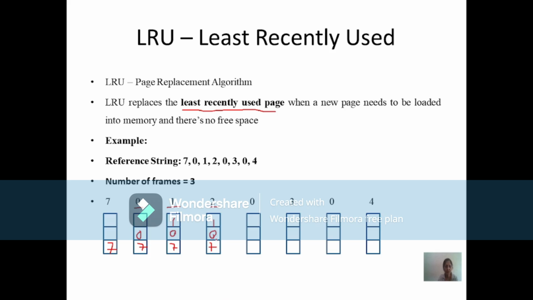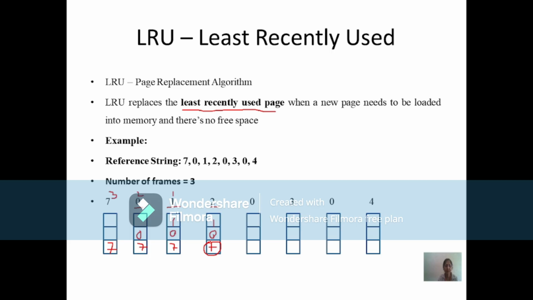So out of these 7, 0, 1, which page is going to be the victim? The least recently used. Now how do you know which is the least recently used page? I'll show you the shortcut. The shortcut is if you have 3 frames, just go 3 steps back. So 1 step back, 2 steps back and 3 steps back. Which page is there? 7. So page number 7 is our victim page.